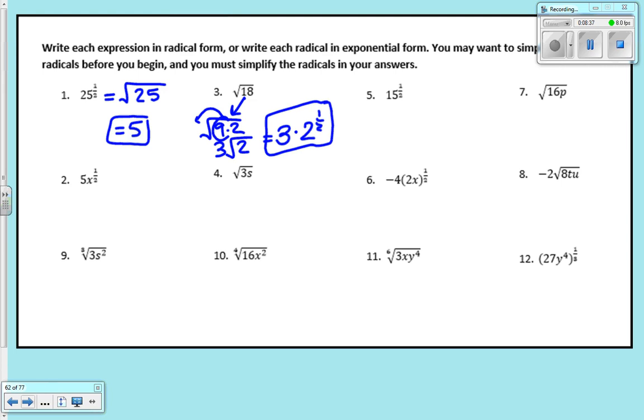Okay? Ooh, these numbers are very strange. 1, 3, 5, 7, 2, 4, 6, 8, 9, 10, 11, 12. I just realized that. Oh well. I'm just going to keep going across the top.